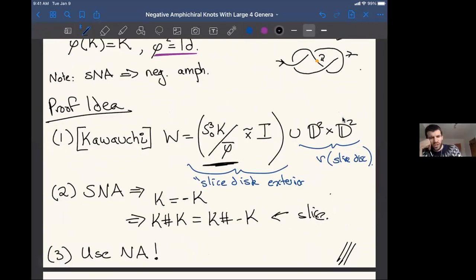Yeah, so that first condition isn't using this condition about crossing changes. You're just claiming that every strongly negative amphichiral knot is rationally slice. Yeah, okay. Conditions 1 and 2 both have nothing to do with the crossing change. I just bundled it all together.